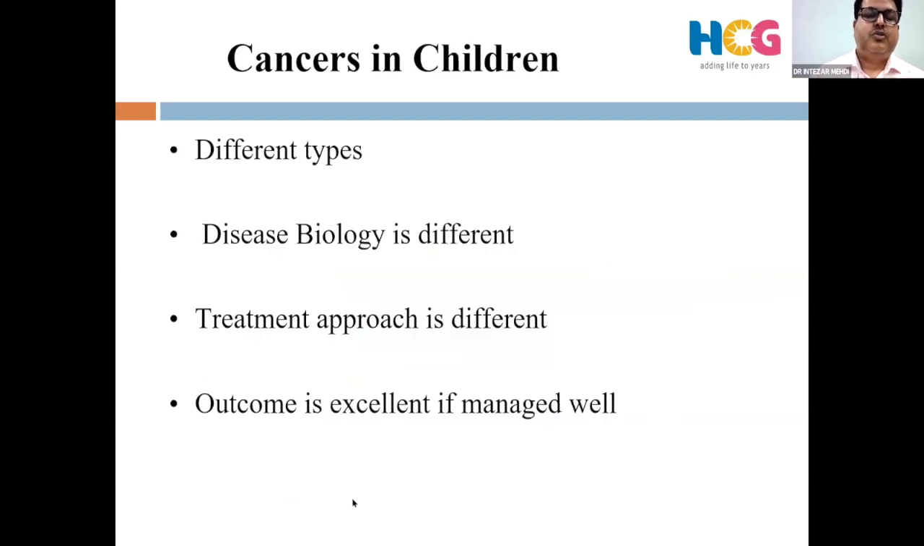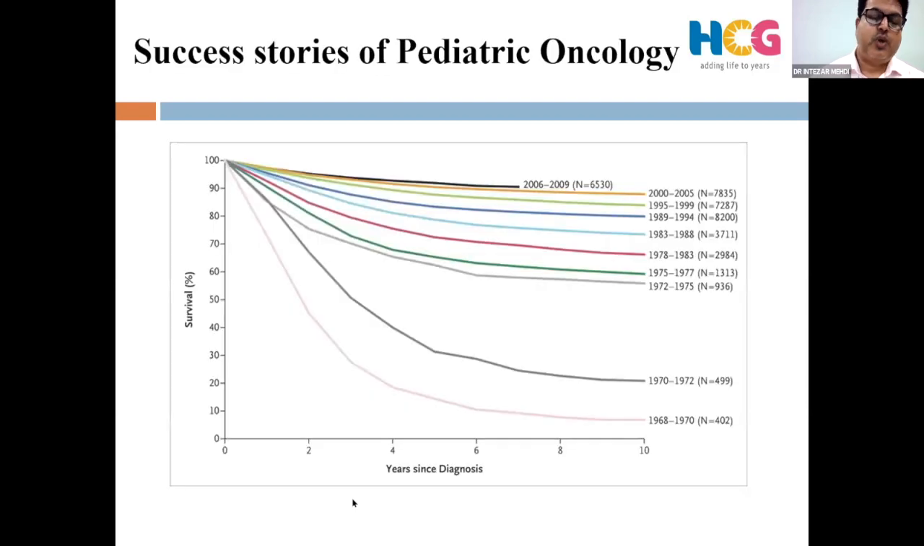So when we talk about cancer in children, as we just saw, there are different types. We don't see breast, uterus, ovary, lung, or colon cancer in children. The disease biology is different. But cancers are more aggressive and they have a more acute presentation. At the same time, children do not have comorbidities like diabetes, hypertension, and so on, so majority of the time the treatment approach is also very aggressive. We are going with a curative intent. We don't just aim at 5 year disease-free survival. We are aiming for long-term survival with good quality of life. And obviously, the outcome is excellent if they are managed well.